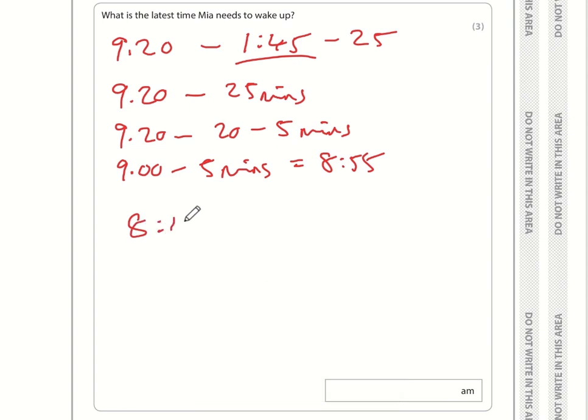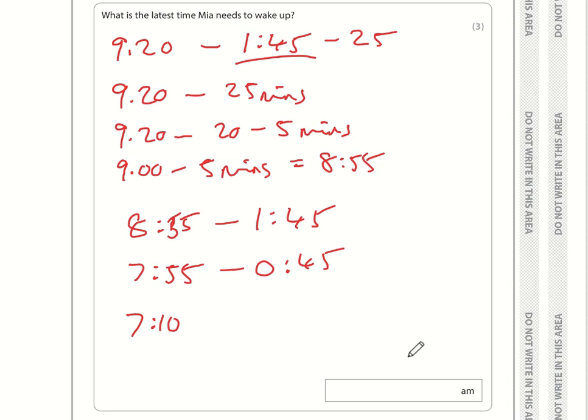So 8:55, take away 1 hour 45. Well, if I take off the 1 first of all, I'm down to 7:55. So now I just need to take off 45 minutes. 55, take away 45 is 10. So the latest you can wake up is 7:10 in the morning.